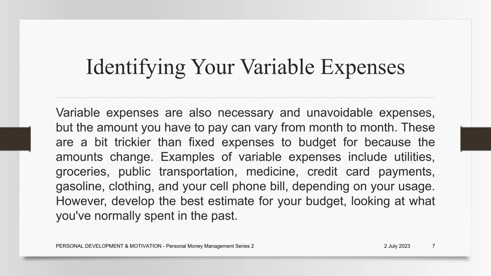Variable expenses are also necessary and unavoidable expenses, but the amount you have to pay can vary from month to month. These are a bit trickier than fixed expenses to budget for because the amounts change. Examples of variable expenses include utilities, groceries, public transportation, medicine, credit card payments, gasoline, clothing, and your cell phone bill, depending on your usage. However, develop the best estimate for your budget, looking at what you've normally spent in the past.